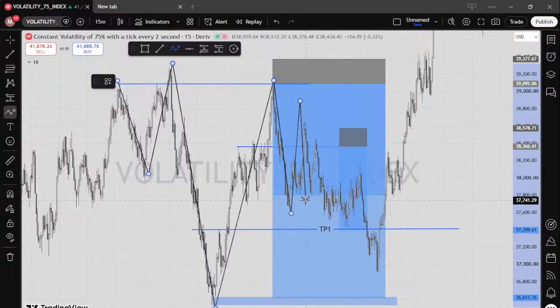I saw another entry, another W form. Then it touched our entry side. Then sold again to the downside. Now, I was expecting the market to continue this movement.